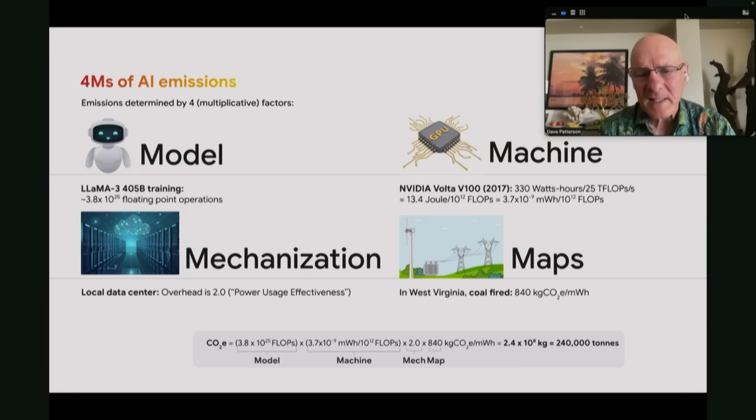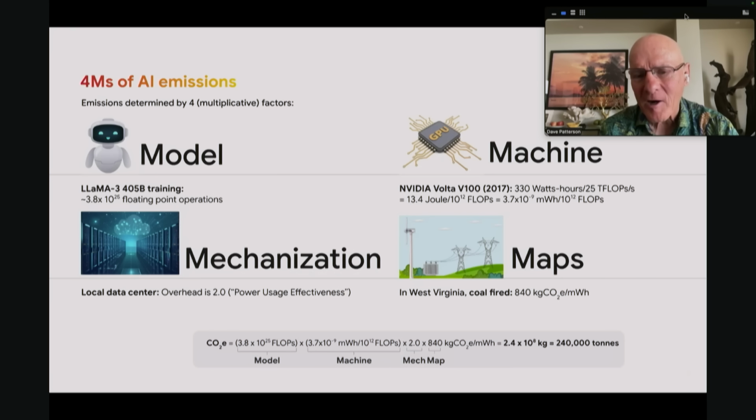Now, this thing has to be in a data center. How do we measure the overhead of the data center? Well, the industry uses this term power usage effectiveness, which simply asks, if the energy going to the computers is X, what's the overhead on top of that? So for a lot of local data centers, it's a factor of 2. That is, as much energy goes to cooling and power distribution as goes to the computers that run the AI. And so we get the energy when we multiply the first 3 M's together.